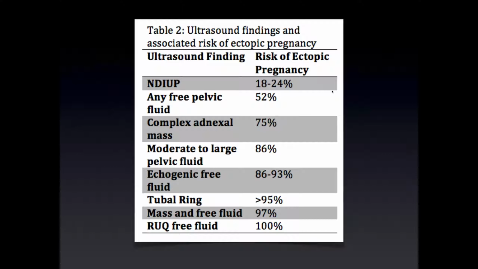Any free fluid increases the chance to 52%. A complex adnexal mass is highly suggestive of an ectopic pregnancy, 75%. Moderate to large free pelvic fluid indicating a ruptured ectopic is at 86%. Echogenic free fluid, which quite frankly basically is what blood looks like, further increases the risk to 86 to 93%. A tubal ring is highly specific at 95%. Mass and free fluid are at 97%, and right upper quadrant free fluid with an empty uterus is 100% specific for ectopic pregnancy.